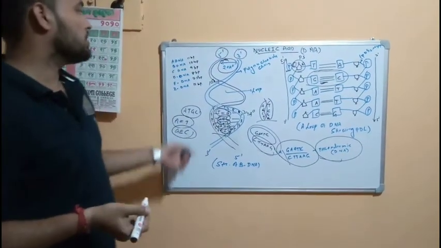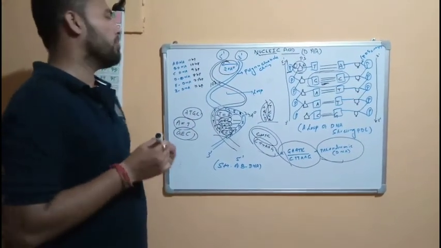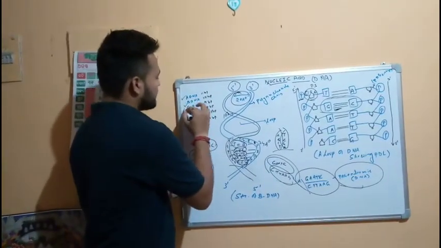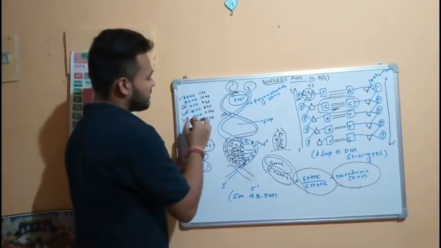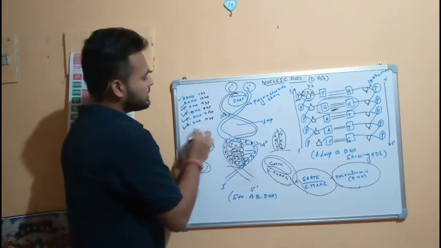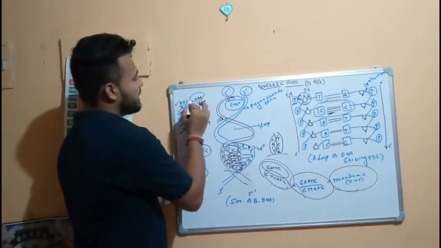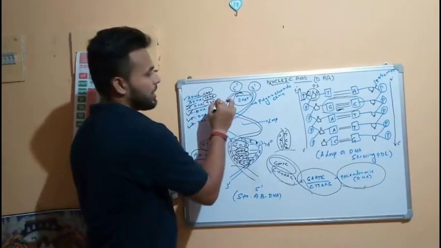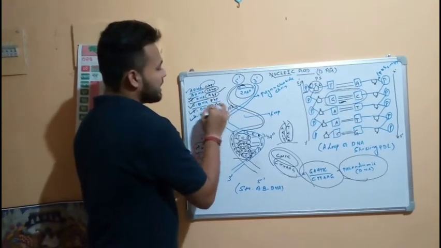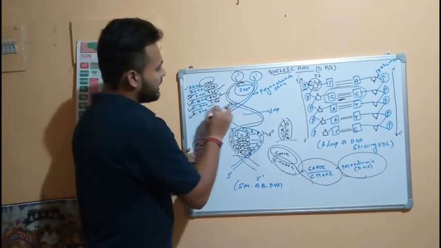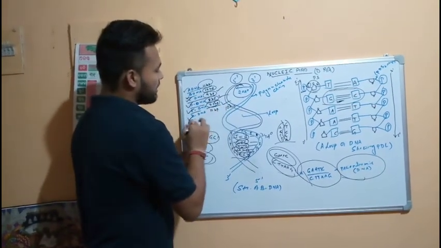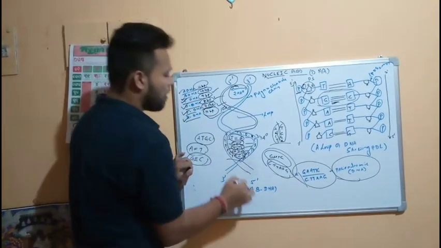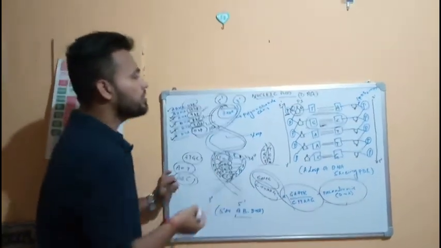Then there are types of DNA: A-DNA, B-DNA, C-DNA, D-DNA, E-DNA and Z-DNA. There are 11 base pairs in A-DNA, 10 in B-DNA, 9 in C-DNA, 8 in D-DNA, 7.5 in E-DNA, and 12 in Z-DNA. This structure is mainly of B-DNA, which is clearly visible.